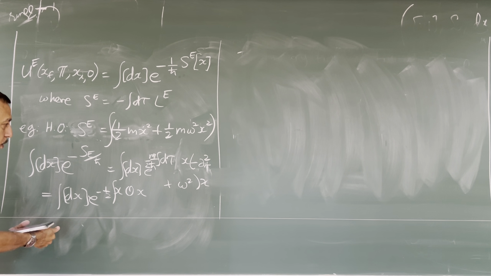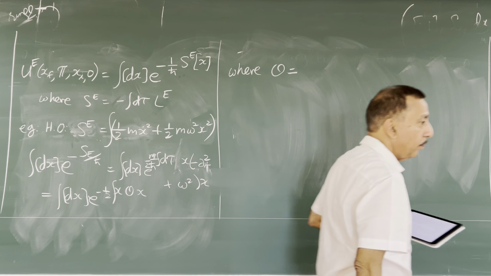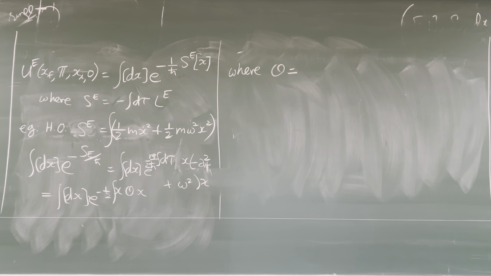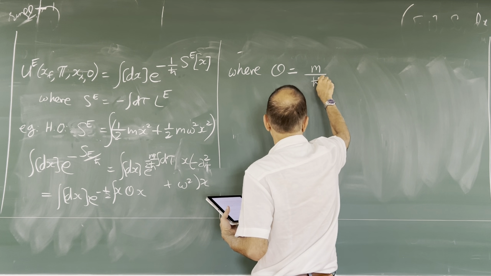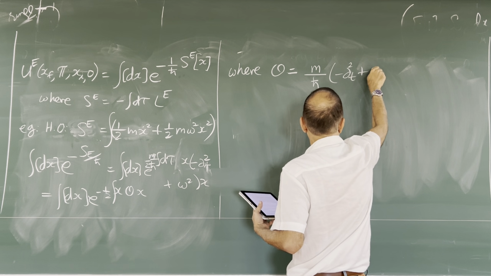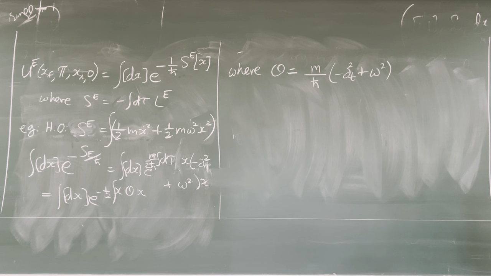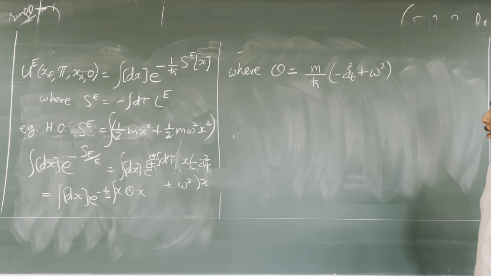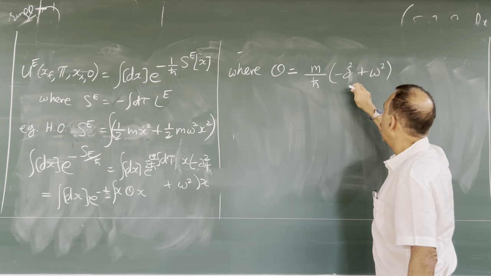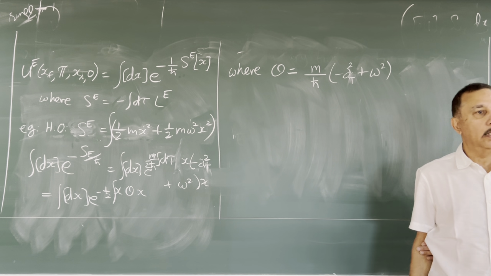So this, where O is a nicer operator than before, namely it is m by h bar times minus del t squared plus omega squared. Okay, or if you really want to write it formally, then it's O of tau and tau prime is this thing acting on delta of tau minus tau prime. But anyway, this is the operator. And you see one thing very nice, sorry, this is del tau, which is that minus del tau squared under good conditions is a positive operator.